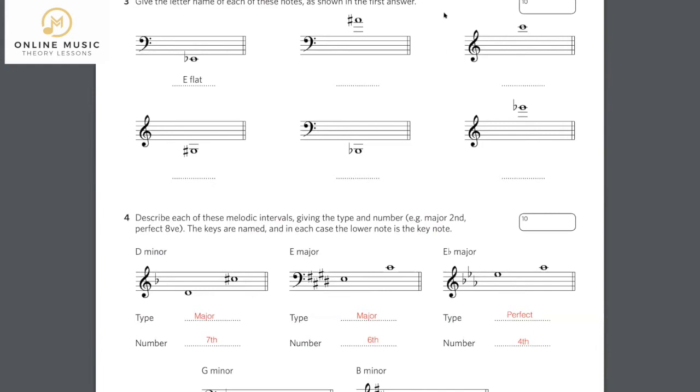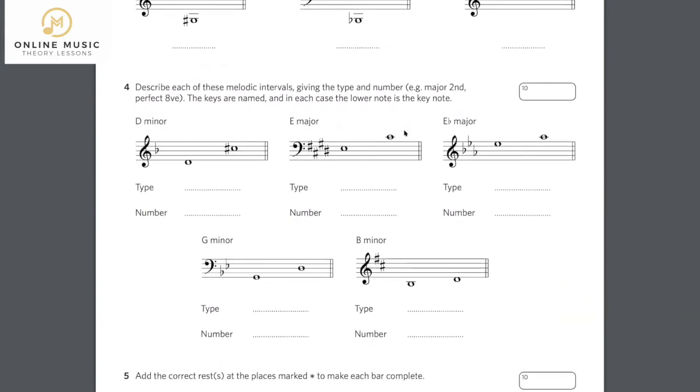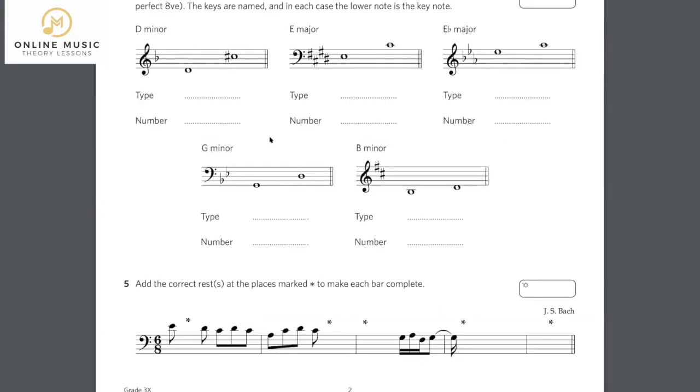So I'm just going to clear the drawings there because I need to scroll down. For the last two, you have a perfect fifth and a minor third. Okay, so in order you have a major seventh, major sixth, and a perfect fourth, perfect fifth, and a minor third. Clear my drawings.